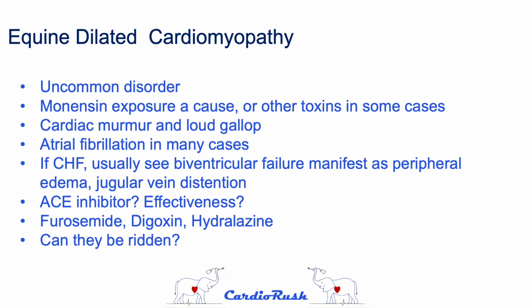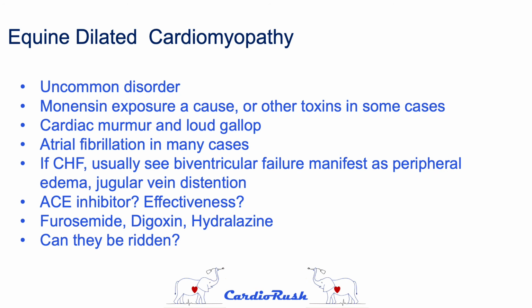Horses can also get dilated cardiomyopathy. It's a relatively uncommon disorder. They can get something that looks like dilated cardiomyopathy as a result of exposure to monensin or other toxins. Horses may have a soft cardiac murmur or a loud cardiac gallop, and atrial fibrillation or other arrhythmias may be seen as well.